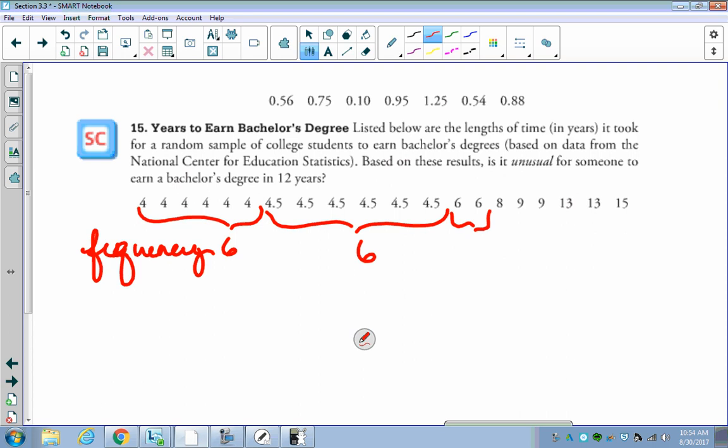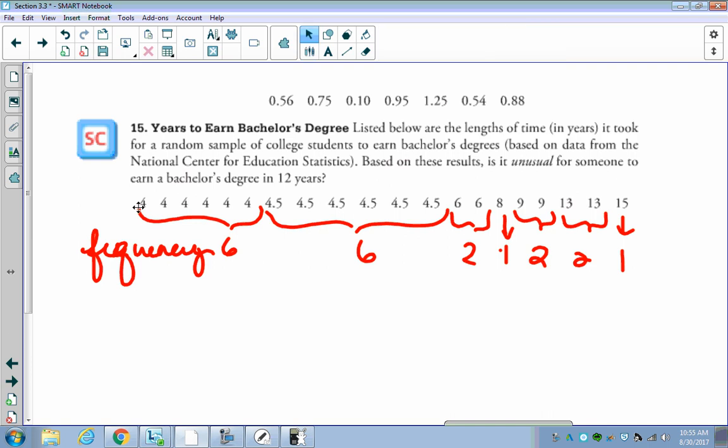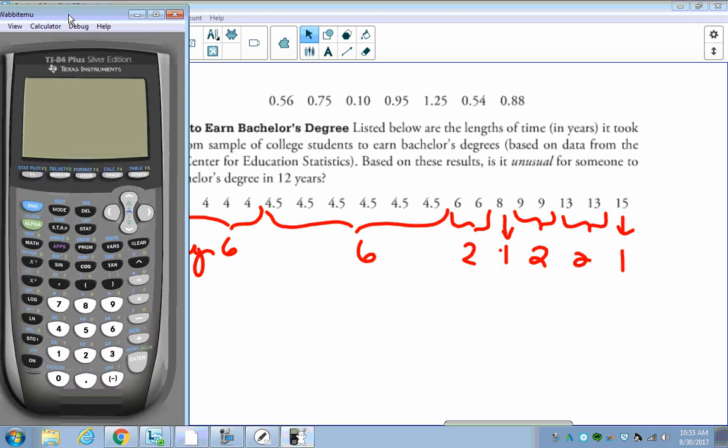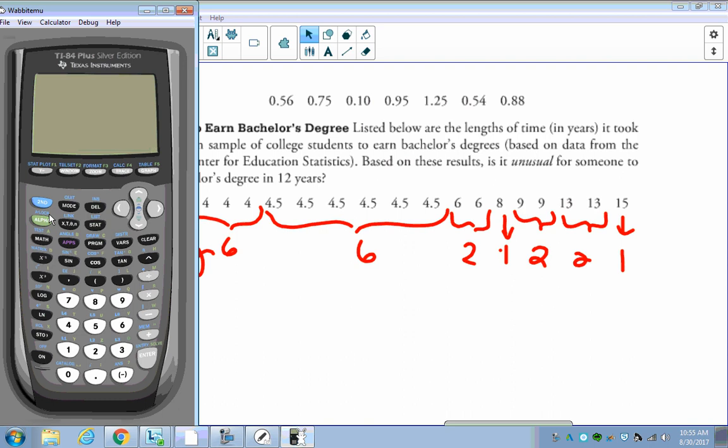6s, there are 2. 8s, there's only 1. There are 2 9s, 2 13s, and 1 15. So in our calculator, we're going to go to our stat menu.